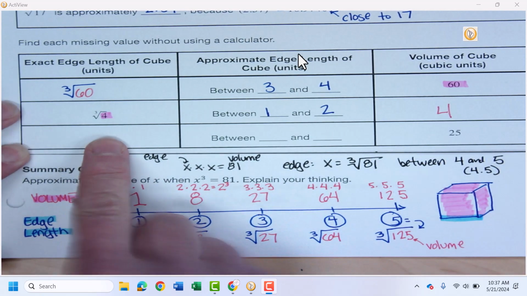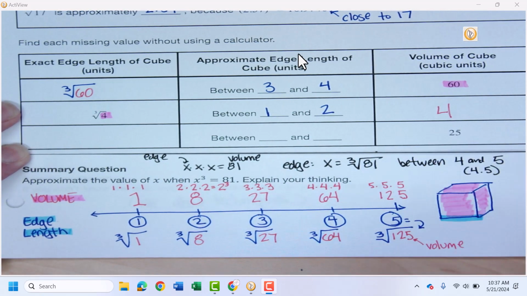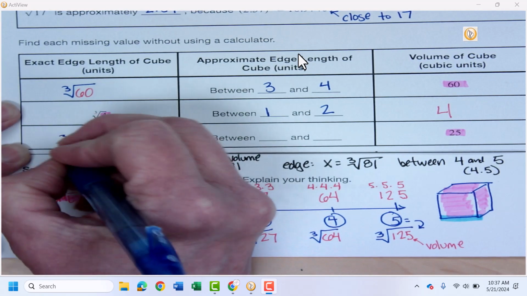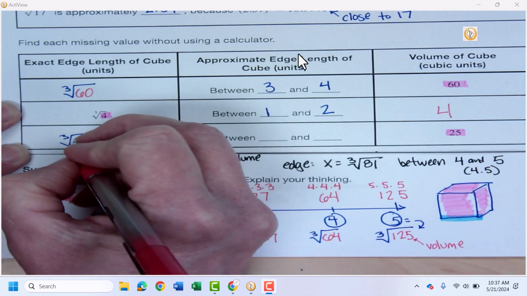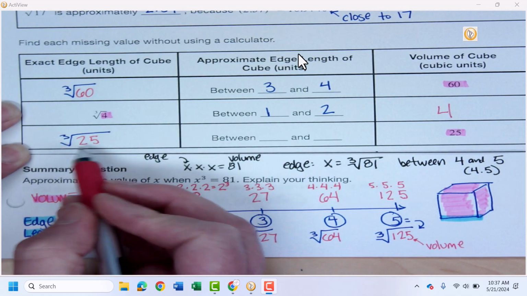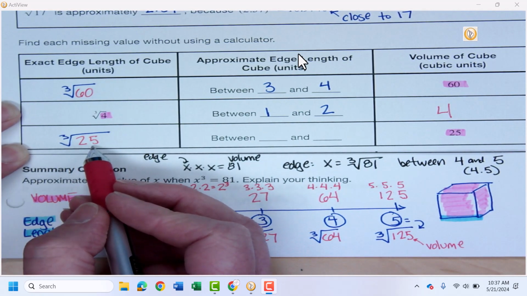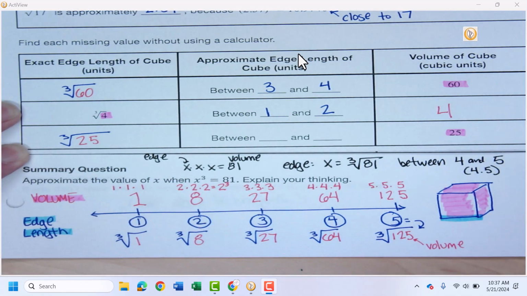And finally, let's go back to having the volume. I know the volume is 25. There's some number that I can multiply by itself 3 times to get 25. Now don't confuse this with the square root of 25, where I'm just taking a number and multiplying it by itself. I need a number I'm multiplying by itself a third time to get 25. And if I look again down on my number line just to estimate, the cube root of 25 seems like it's a little less than the cube root of 27. So somewhere between 2 and 3.